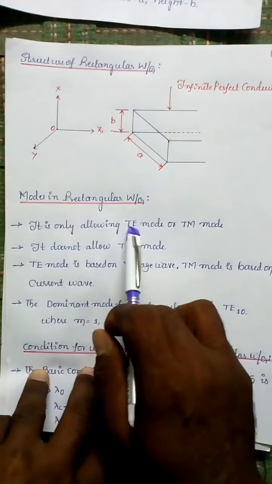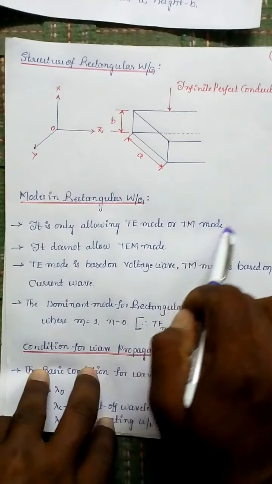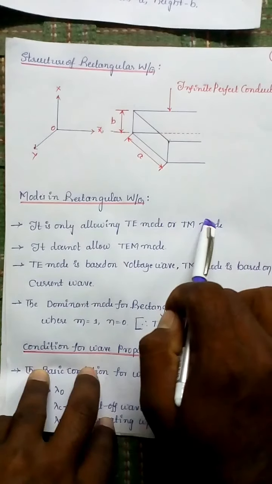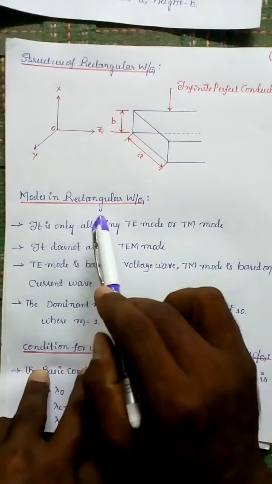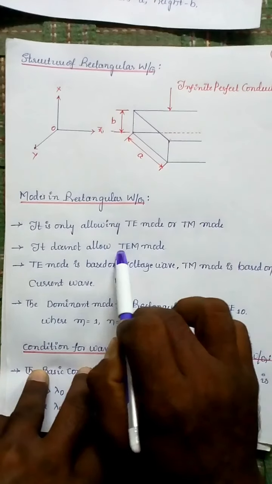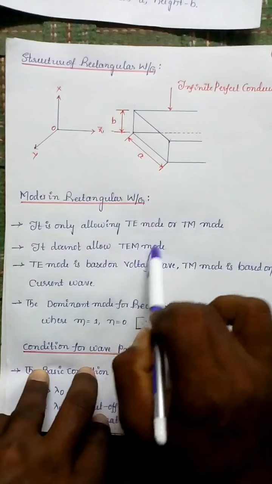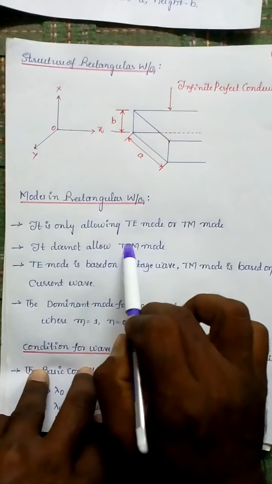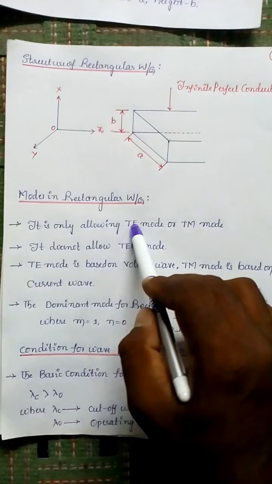Okay, so the TE mode is based on the voltage wave, and the TM mode is also based on the current wave. The rectangular waveguide does not allow the TEM mode, that means transverse electromagnetic mode. It allows only these two, and does not allow this one. These two points are very important.